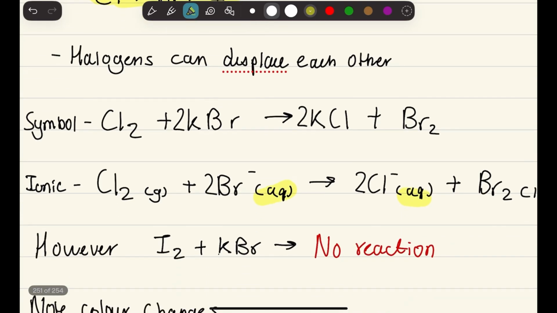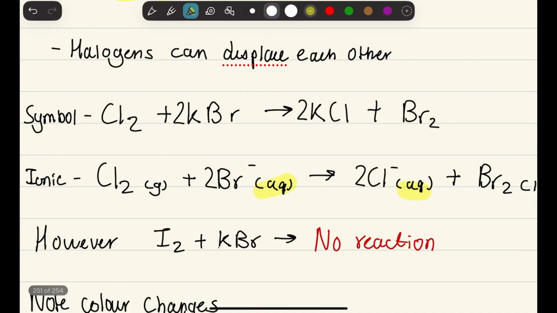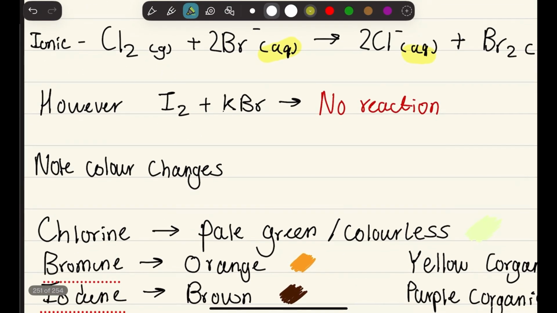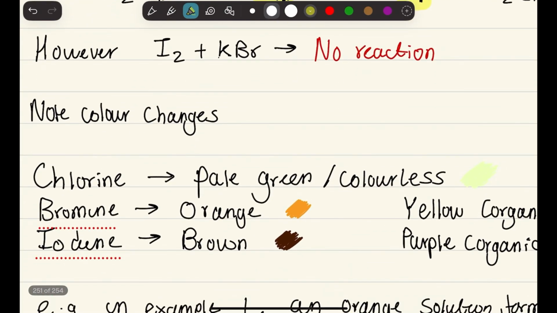Now, what you should know is that iodine, is it more or less reactive than bromine? It's less, right? So it cannot displace bromine from solution. It cannot. And that will be the same if you react bromine or iodine with a chloride, that's kind of the only other scenarios. Cool. So you need to know the color changes as well.